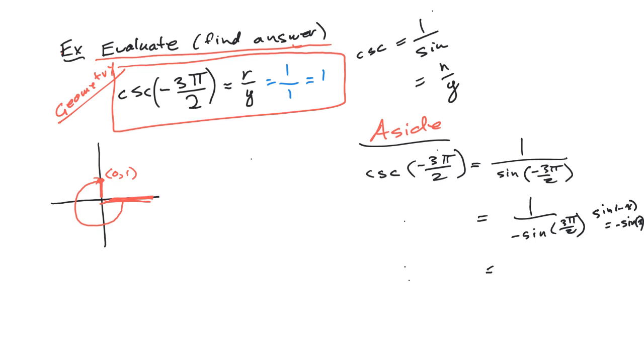And sine of 3 pi over 2 is just negative 1. The negative of negative 1 gives us 1. And this is what I call the brute force method. Now, the reason why this is true is because we know that sine is an odd function.